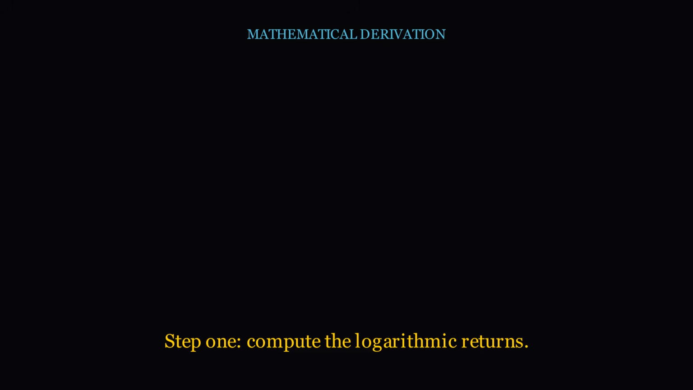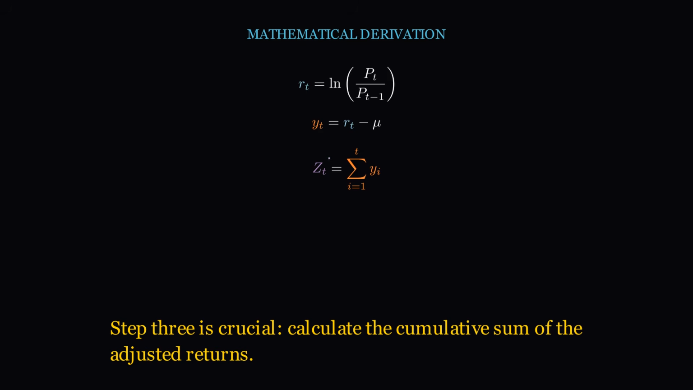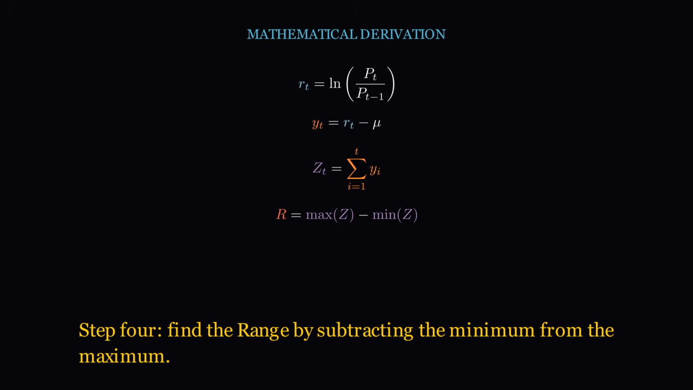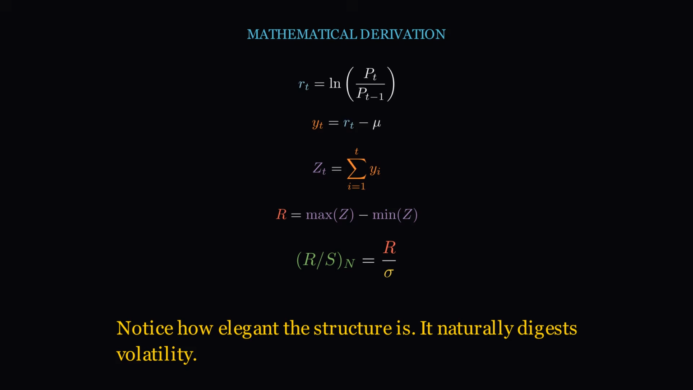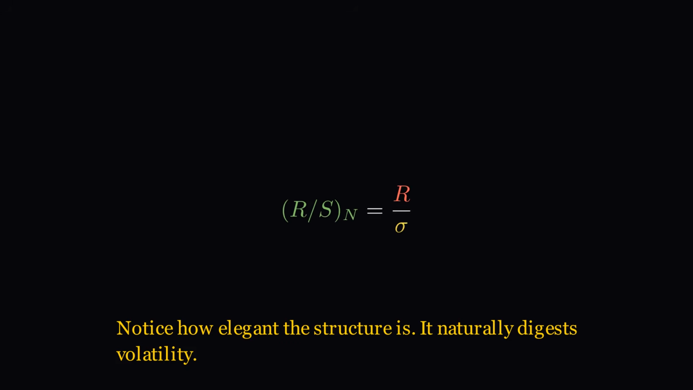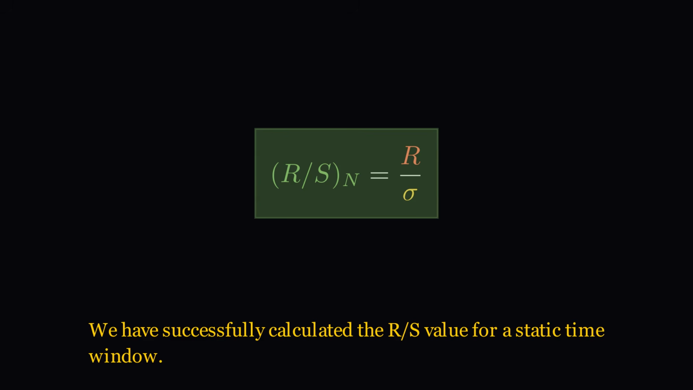Now, let's formalize this with strict mathematics. Step 1, compute the logarithmic returns. Step 2, center the series by subtracting the mean. Step 3 is crucial, calculate the cumulative sum of the adjusted returns. Step 4, find the range by subtracting the minimum from the maximum. Step 5, scale this range by the standard deviation. Notice how elegant the structure is. It naturally digests volatility. We have successfully calculated the r/s value for a static time window.